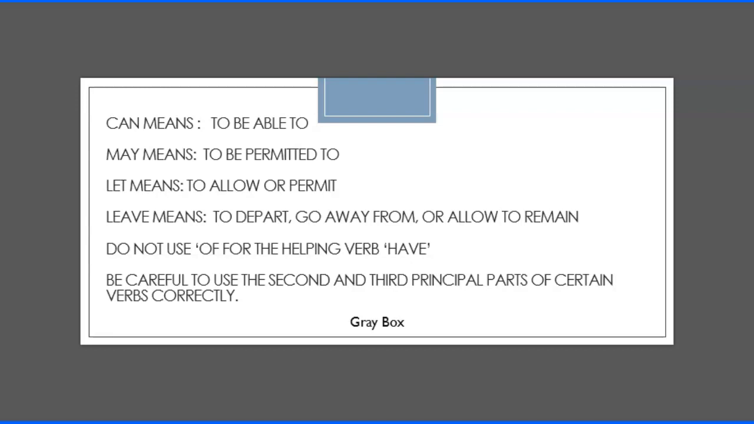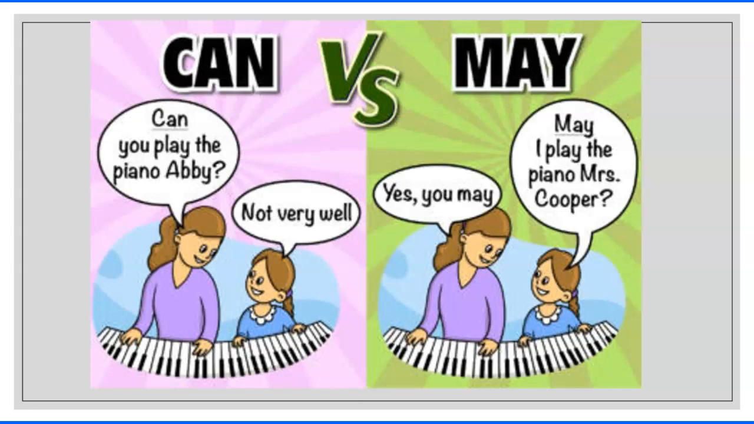So let's begin, and we will take a look at a fun little cartoon called Can versus May. So it just shows the difference. Can you play the piano, Abby? That means, do you have the ability? And then Abby answers, not very well. Maybe she can a little bit, but not very well. But let's pretend now that Mom has shushed her and told her to be quiet while she's on the phone. Or Mrs. Cooper, I guess that's the person here. And so now Abby looks up at Mrs. Cooper and says, may I play the piano now, Mrs. Cooper, now that you're off the phone? And she says, yes, you may.